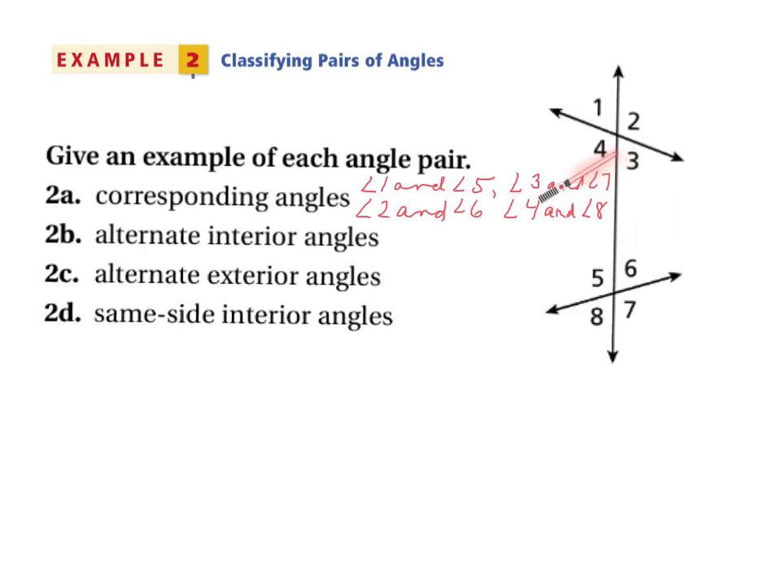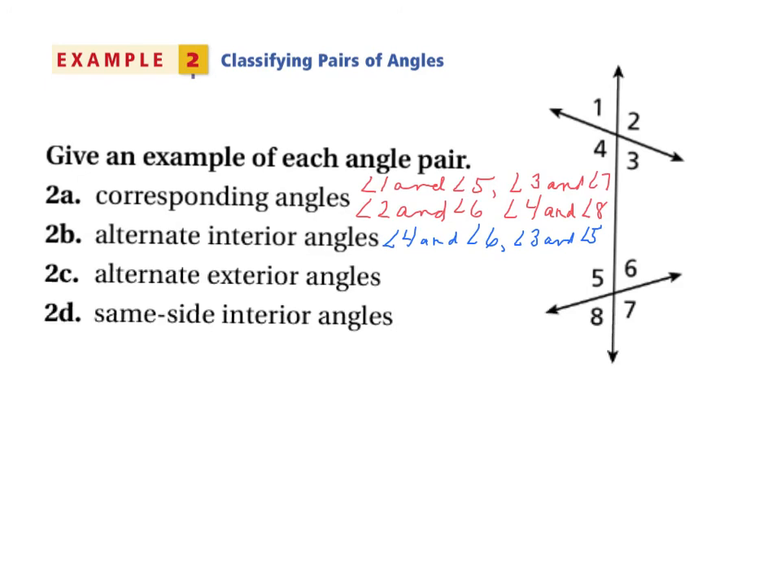Alternate interior, remember, alternate interior. We have 4 interior angles here, 4, 3, 5, and 6. Alternate means on opposite sides of the transversal. So alternate interior would be angle 4 and angle 6, and angle 3 and angle 5.